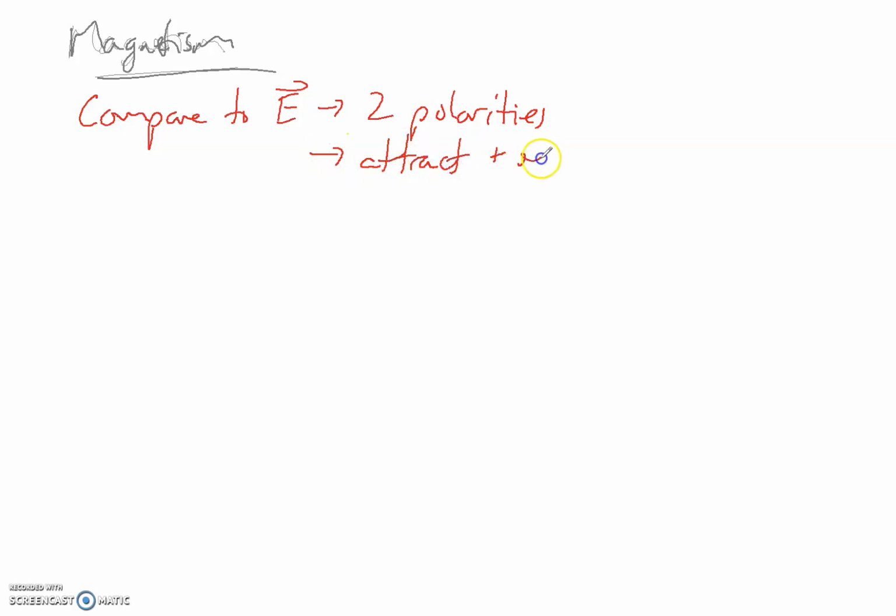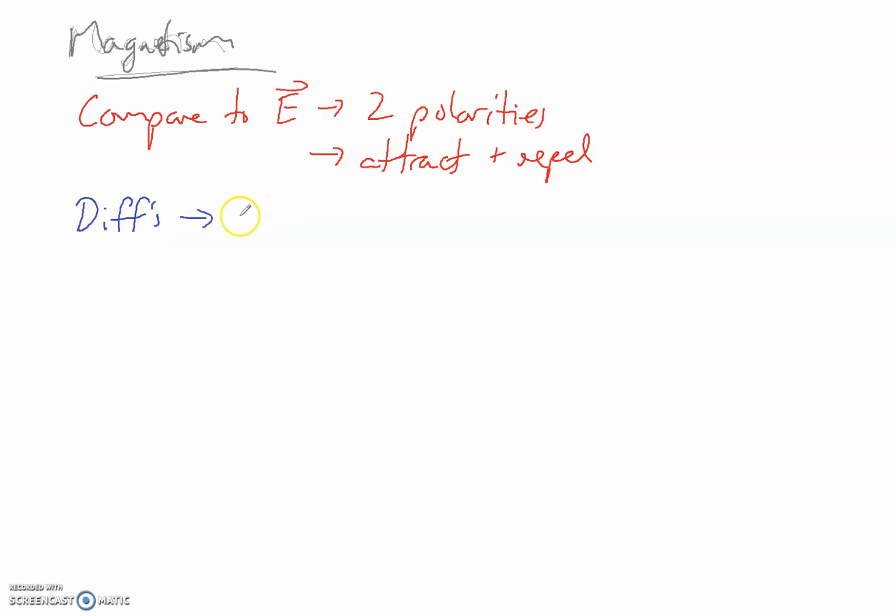Now, we looked at some of the similarities and differences between electric fields and magnetic fields last year. So, for example, if we compare to electric fields, there's two polarities. That was one of the similarities. They can attract and they can repel, just like electric fields and electric forces can do. So there's two polarities, they attract and repel, that type of stuff. But there were some differences. Some of the differences include a few different things.